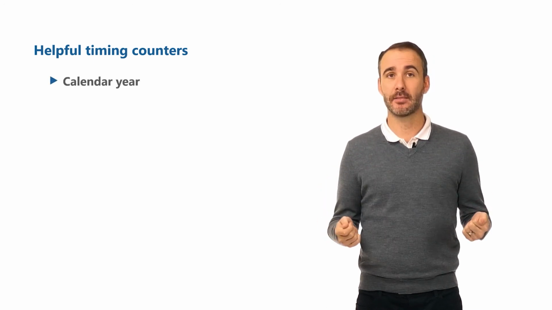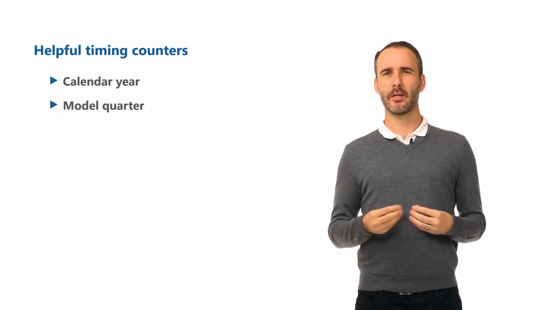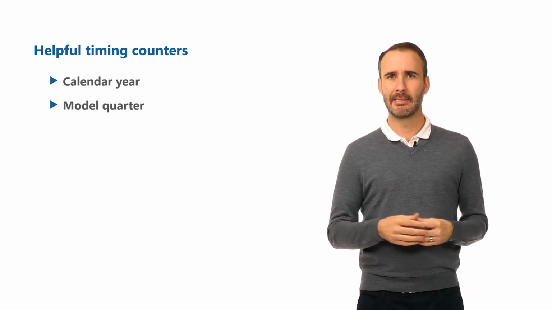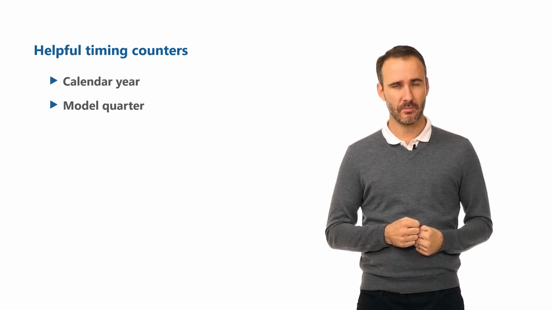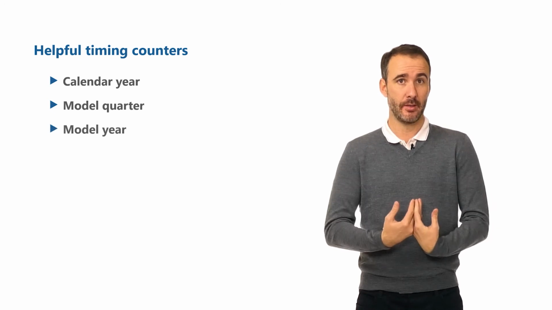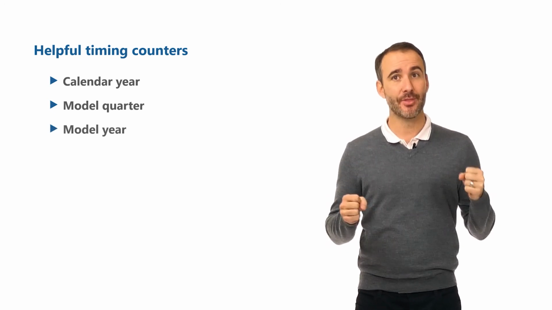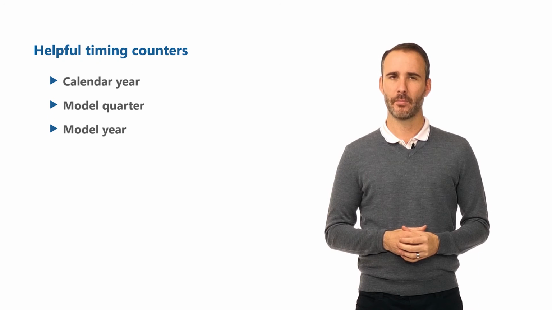In addition to our date timeline at the top of the model, there are a number of other common date type calculations that a model may need, such as in which calendar year is the current period, or which quarter are we in? Are we in quarter 1, 2, 3, or 6 from the start of the model? Or maybe which model year we're in, year 1, year 2, or year 3 from the start of the model.